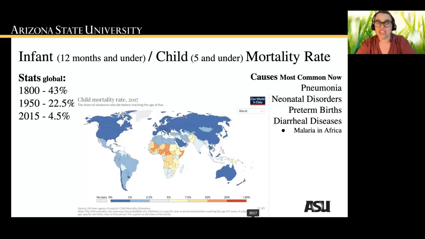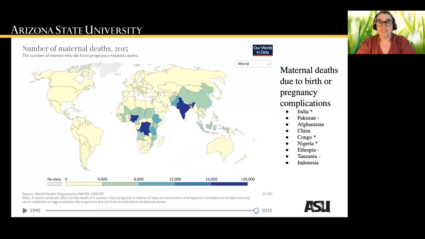Tons of children 5 and under are dying just based on pneumonia, neonatal disorders, preterm births, diarrheal disease, and, most prevalent in Africa, malaria. One thing that attributes to child mortality can also be maternal death due to birth and pregnancy complications. And so we look at that as well, where throughout most of the world, we see a very negligible amount, 4,000 or less, but even lower in first world countries.